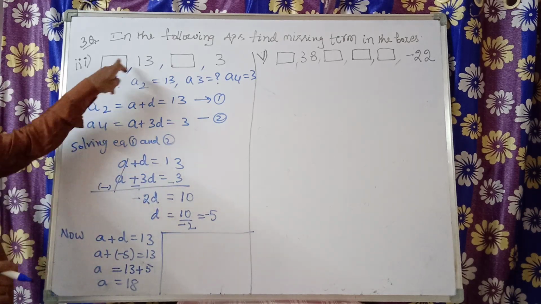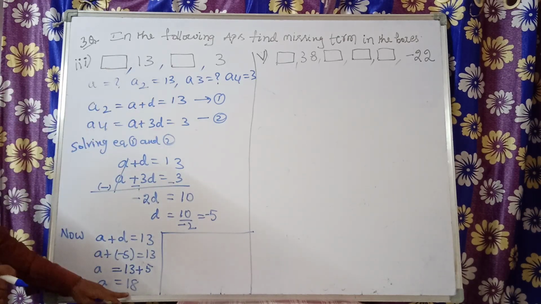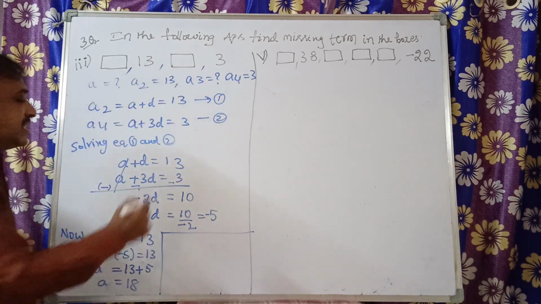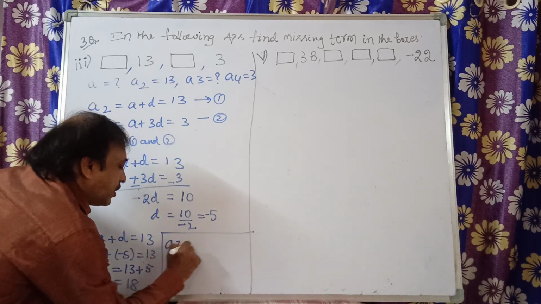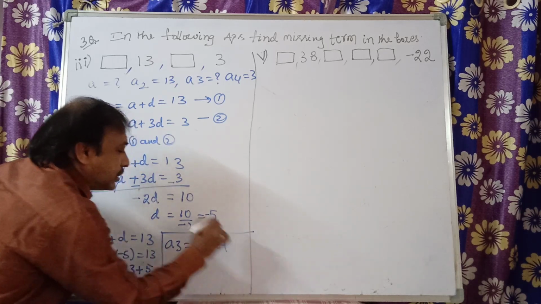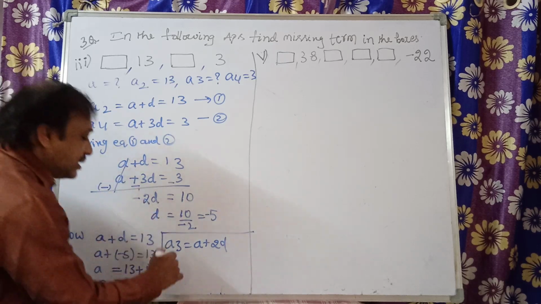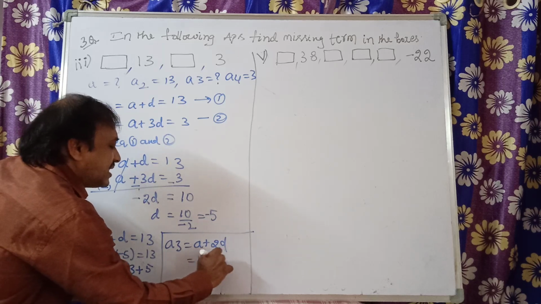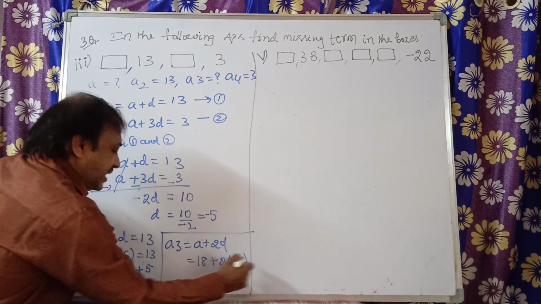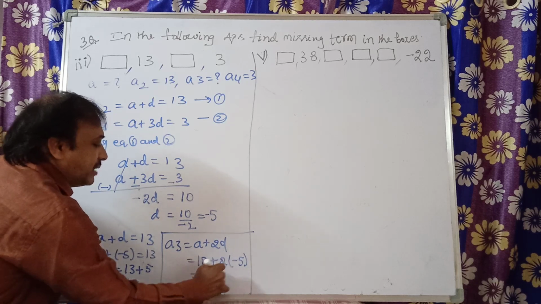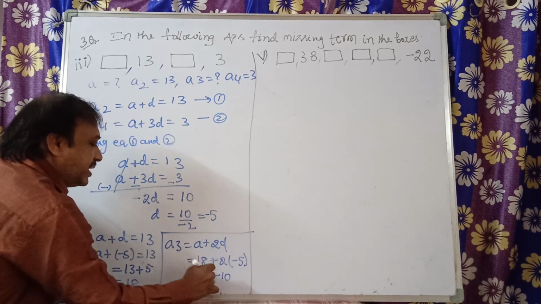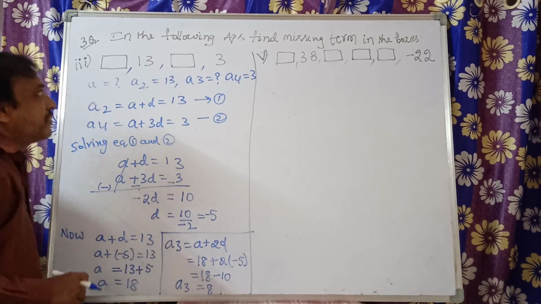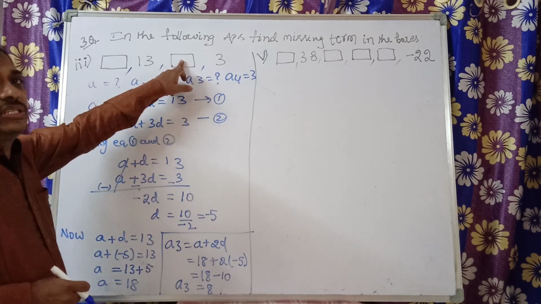Now you see which term? A we got already, that is 18. That is the first term. And which term is missing now? A3. So A3 is equal to, what is the formula? A3 is equal to A plus 2D. So A3 is equal to, the A value is 18, plus 2 into minus 5, which will be 18 plus minus 10, which will be 18 minus 10, you will get 8. So A3 is equal to 8.